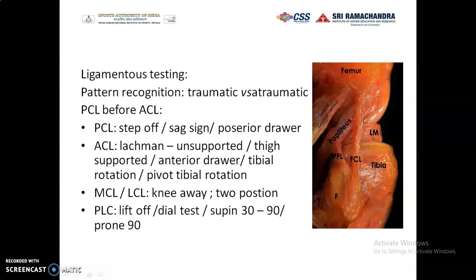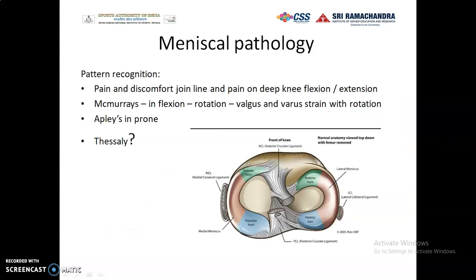So in order to diagnose the PCL, you have to do a sag sign or a posterior drawer. And for ACL, we do Lachman. That's been the standardized examination in clinical practice. Then the anterior drawer sign. And so for MCL and LCL, we check valgus and varus stress. And for the posterolateral corner, you have to do a lift-off test or dial test in supine at 30 and 90 degrees and then prone at 90 degrees.